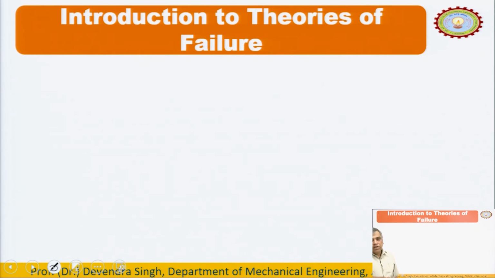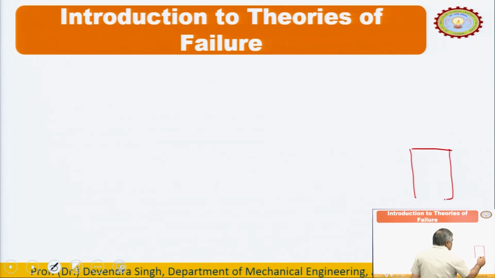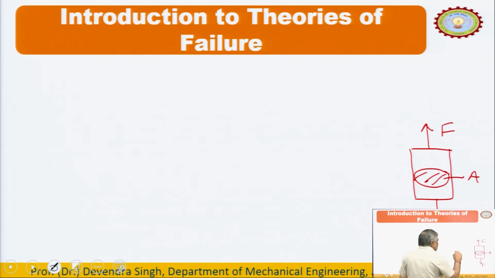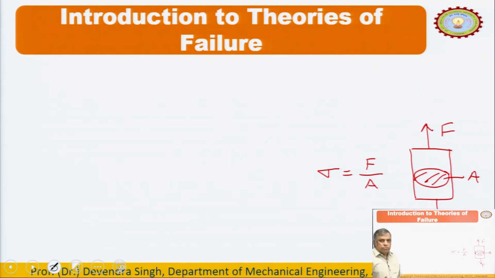Now, after factor of safety, we come to the theories of failure. But before moving to the theories of failure, what is the design equation? If it is a unidirectional loading condition, suppose this is a member subjected to tensile load F, and this is a cross-section area A. So, I can calculate the induced stress sigma equal to F upon A, as all of you are aware from your strength of materials course, force upon area.